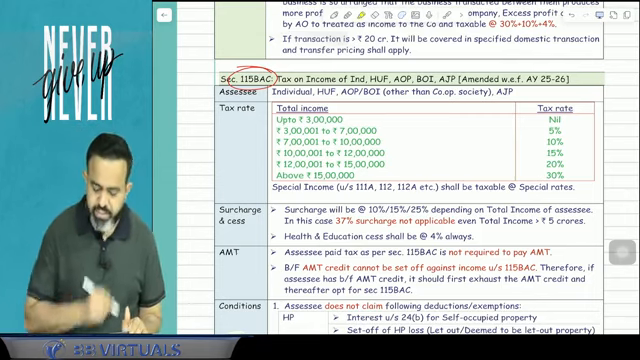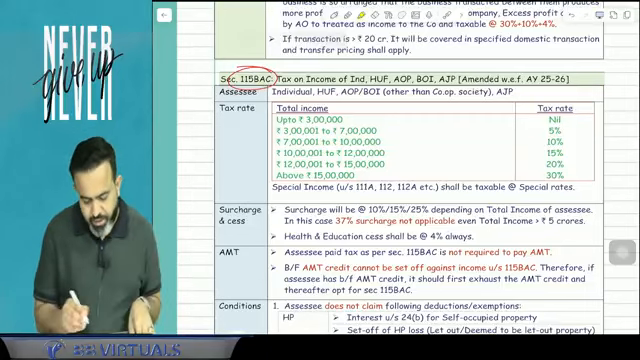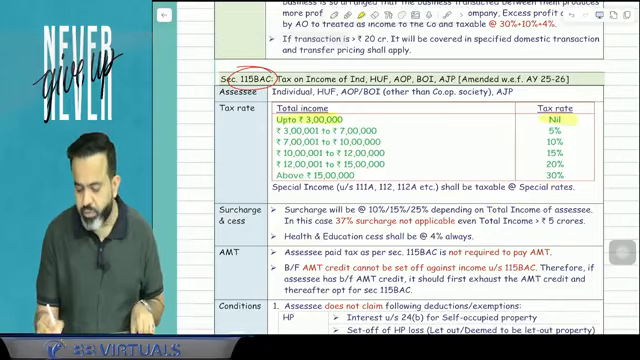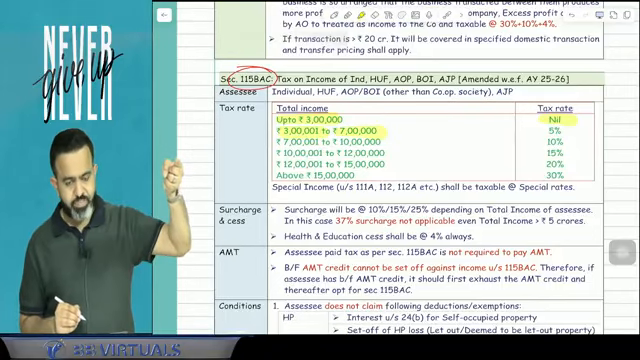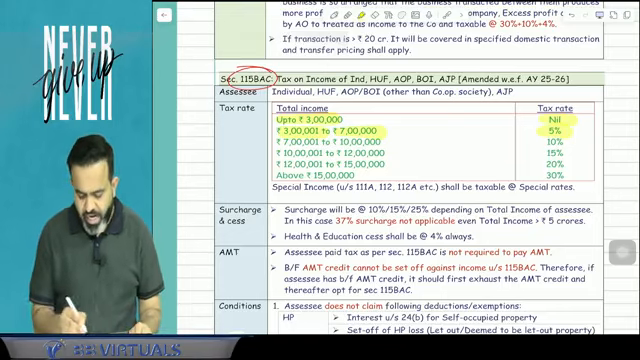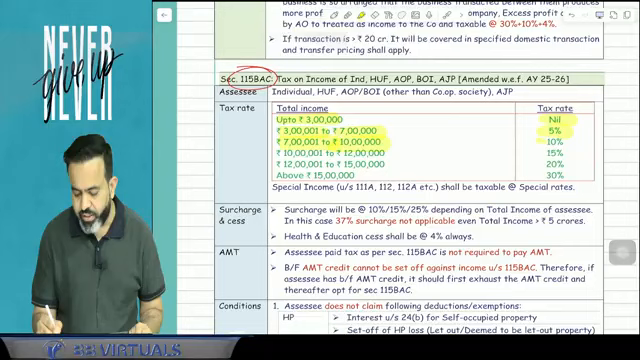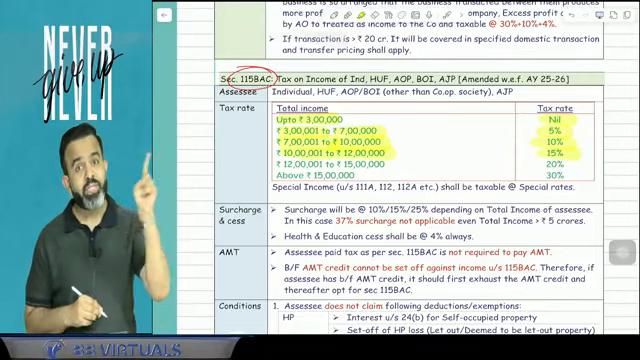But guys, now this tax rate is changed from the current year. For your examination, the basic exemption is 3 lakh; up to 3 lakh, there is no tax. After that, 3 lakh to 7 lakh, the tax rate is 5%. After that, 7 lakh to 10 lakh, your tax rate is 10%. 10 lakh to 12 lakh, your tax rate is 15%.